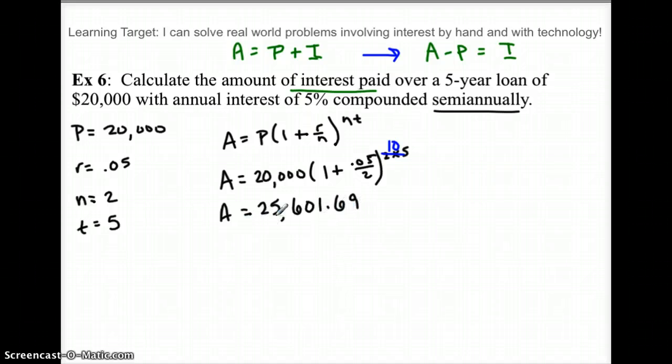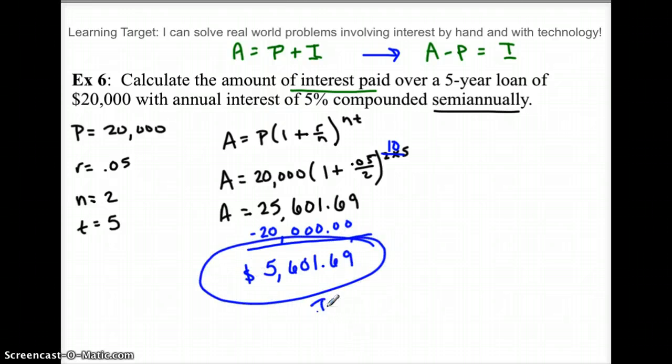$25,601.69. But remember, this isn't the answer. They want the interest paid. So I have to subtract the principal, which was 20,000, and this is kind of like the surcharge I have to pay in order to borrow that 20 grand. That's going to end up being $5,601.69. Okay, so that's the interest, which is what the question is asking us for.